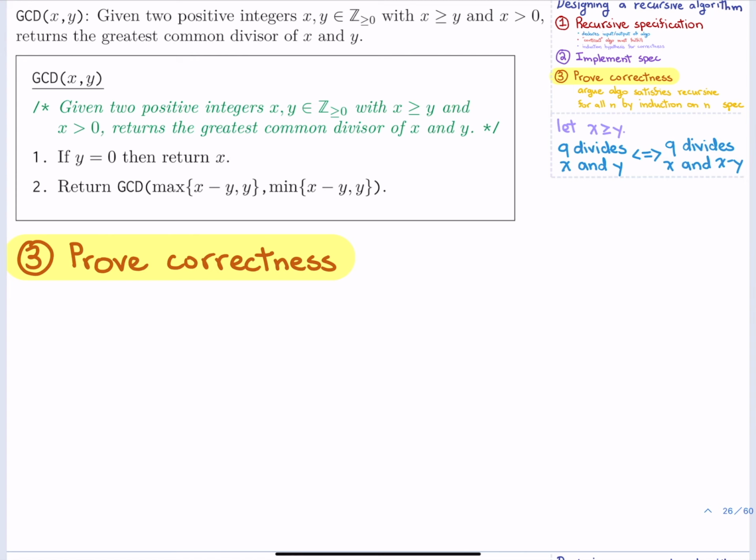The minimum of the two. Okay. So if we did a proof by induction on the minimum of the two.